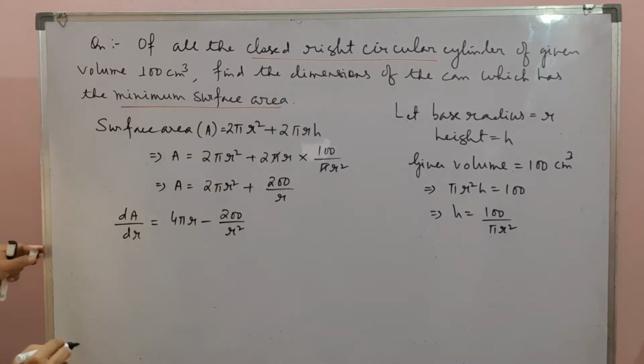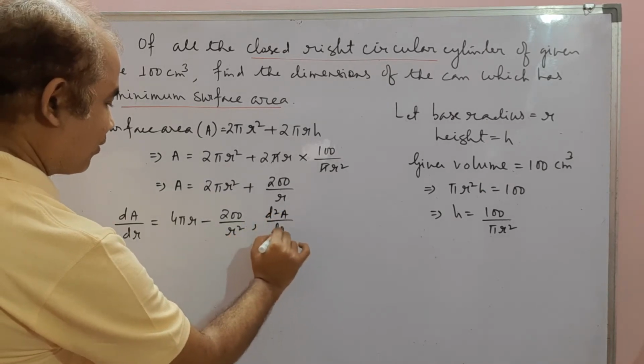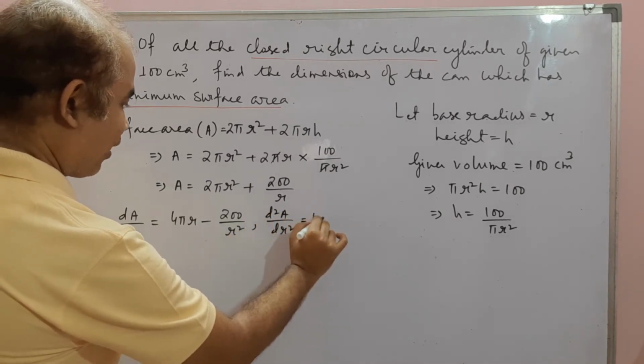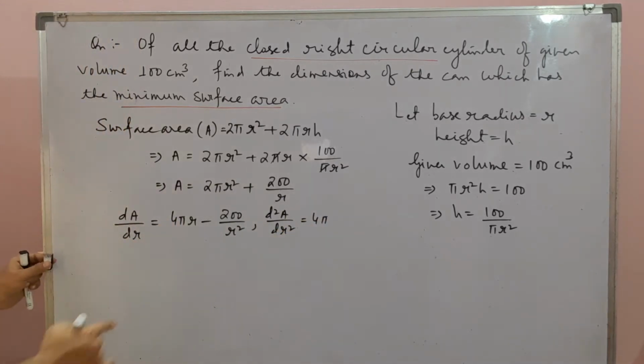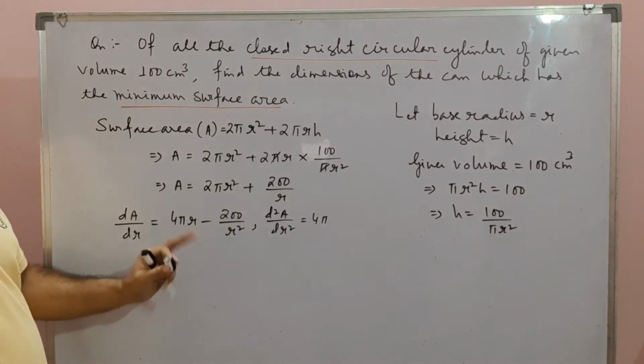Then you find out the second order derivative also. If I calculate the second order derivative here, the derivative of 4 pi r is 4 pi, because 4 pi is constant and the derivative of r is 1. Here minus 200 into the derivative of 1 by r square.